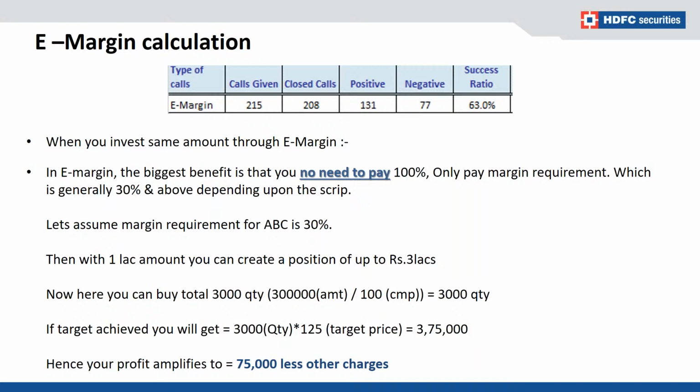When we talk about e-margin success ratio, we have given a success ratio of 63%. We have given around 215 calls, out of which 208 calls were closed and 131 calls were positive. So in spite of the market being negative and not performing well, we still achieved a 63% success ratio during this period as well.